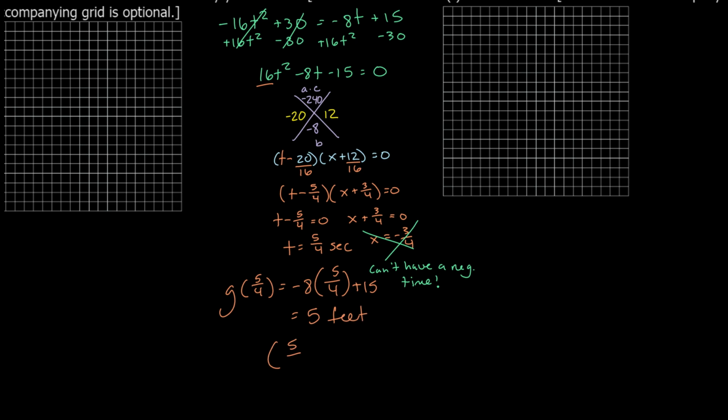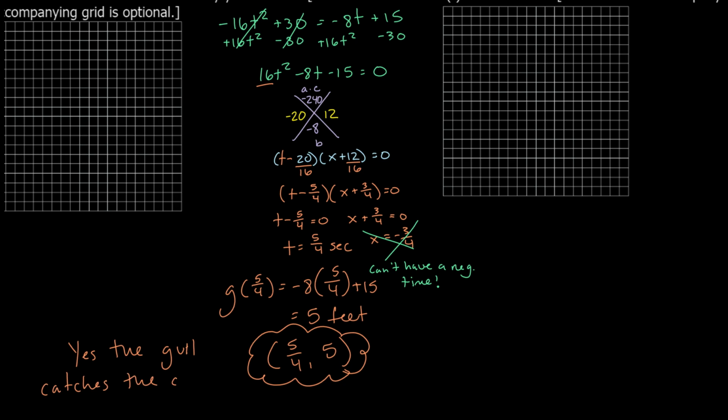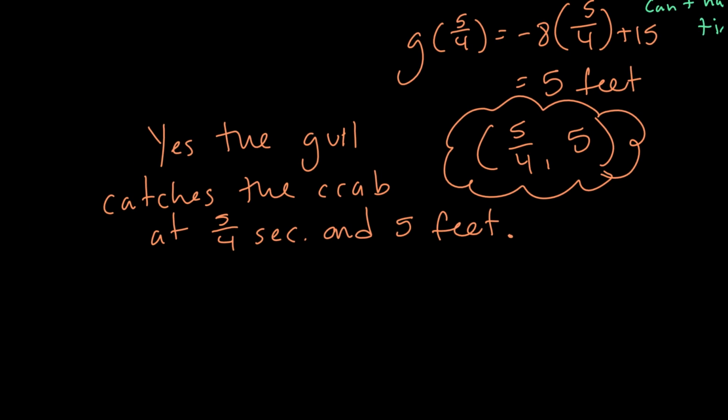So our coordinate point is that. So yes, the gull can catch the crab. The gull catches the crab at 5/4 seconds and 5 feet. Yes. Any other questions on this problem? All right.